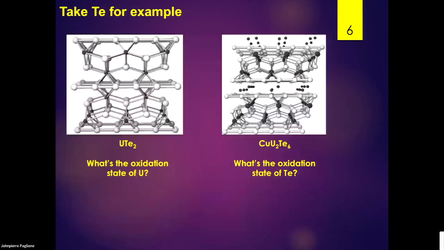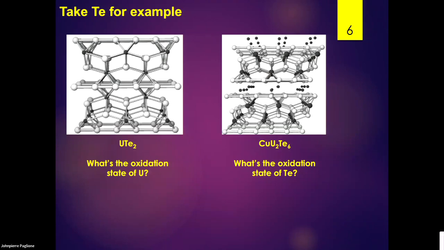Also in this paper, Professor Roald Hoffmann is basically talking about uranium tellurium 2, and this is the question he asked in the paper. Now we can work on it together: what's the oxidation state of the uranium in this compound? We have one uranium, the black dot, and then we have two types of tellurium, one is the isolated tellurium and one is the planar tellurium.